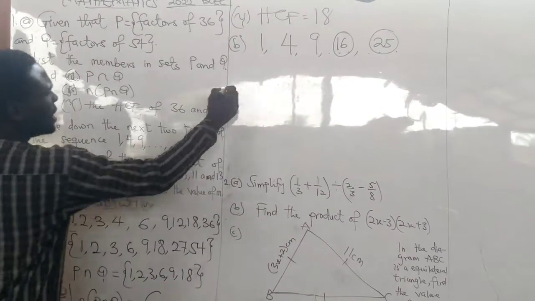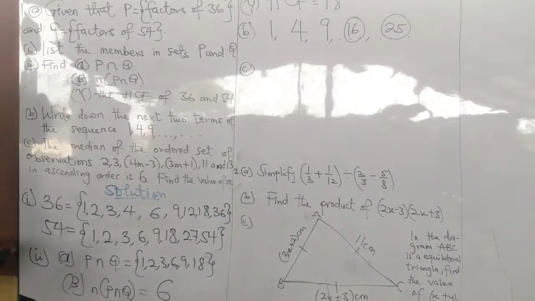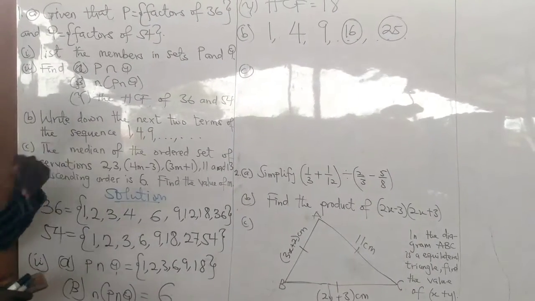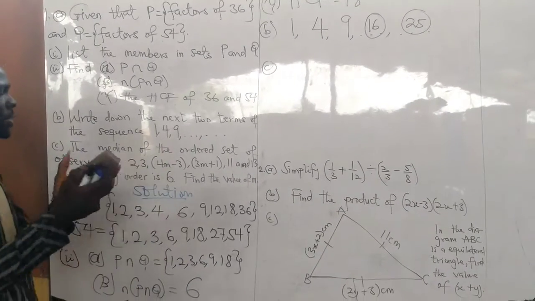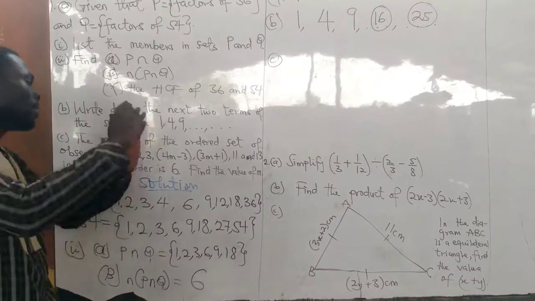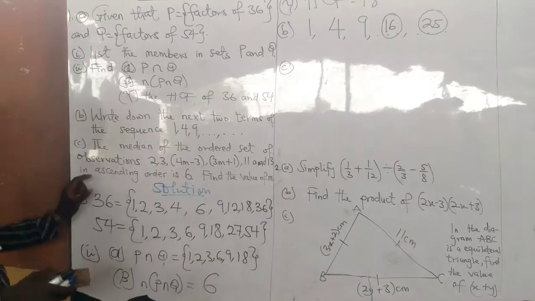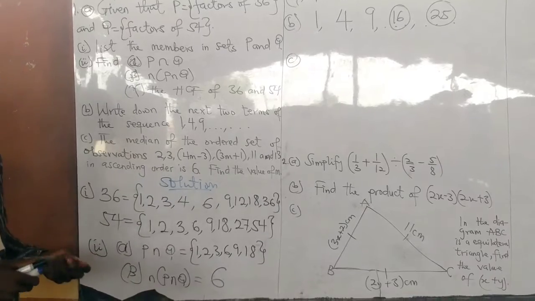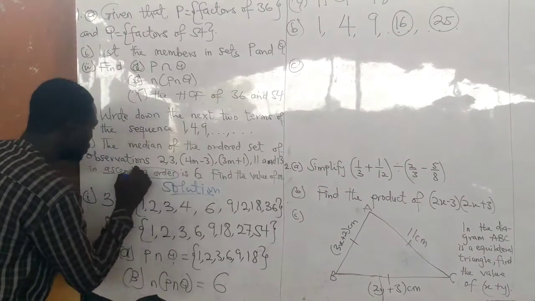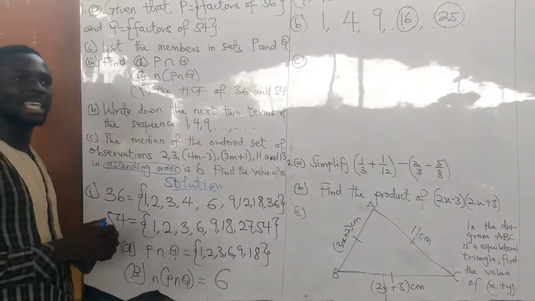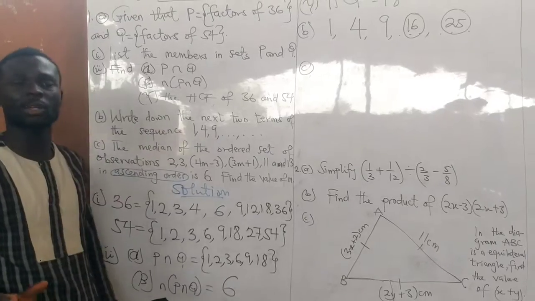When you come to the C, the last one for question number 1, it says that the median of the ordered set of observations 2, 3, (4m minus 3), (3m plus 1), 11, and 13 in ascending order is 6. Find the value of m. Now, this word given to us here should tell us that they've arranged this already in ascending order.